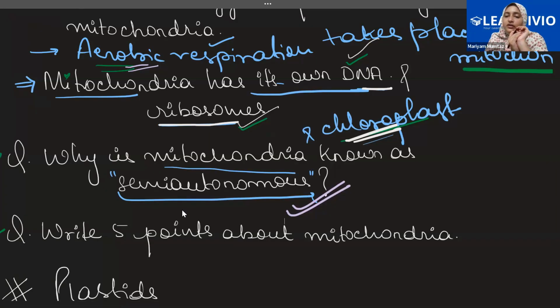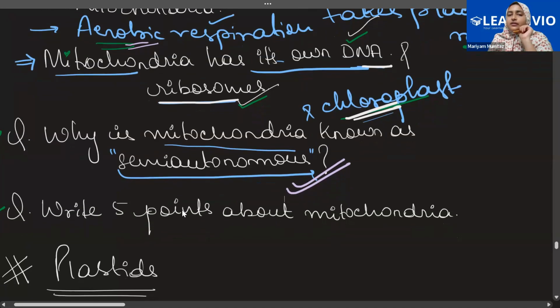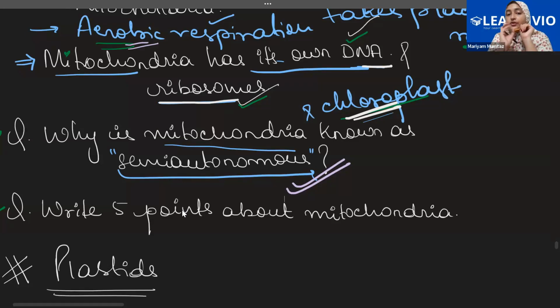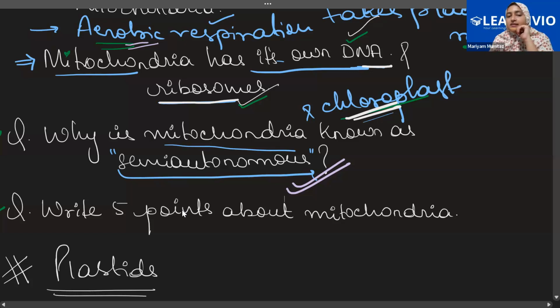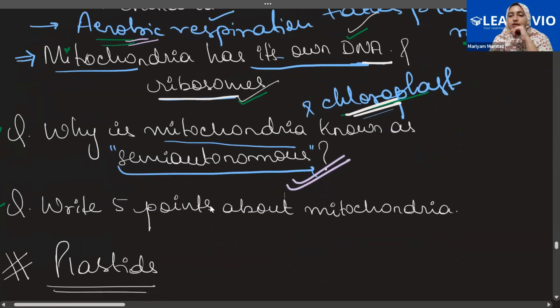Ma'am, do they have their own chromosomes? Whenever you're writing about mitochondria, don't write that they have their own chromosomes, because chromosomes are actually present inside the nucleus. In the case of mitochondria, chromosomes are not present as such, rather DNA is present. Clear? Okay, ma'am. So this mitochondria is clear to everyone? Yes, ma'am.